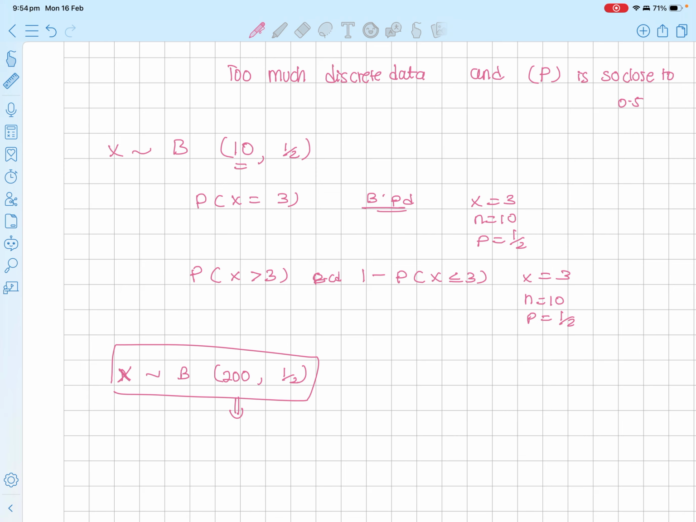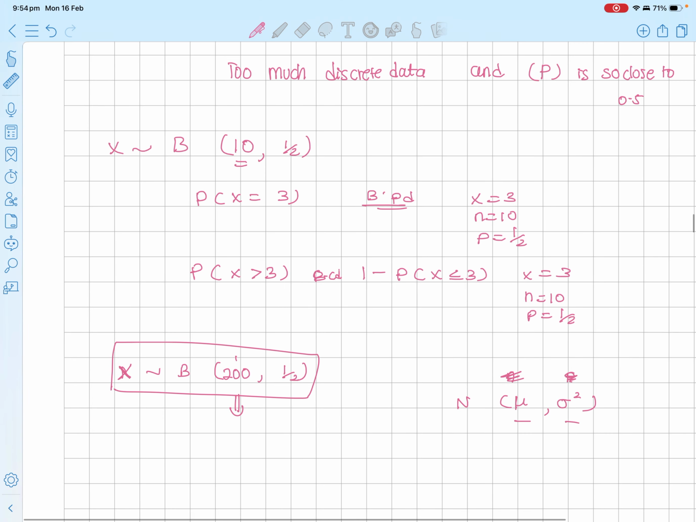normal distribution. So in a normal distribution, we don't have n number of trials. We are not trying a certain number of times. We are not trying with the probability. Instead, we are using the average and the standard deviation. When we do normal distribution, these are the notations that we use, unlike in binomial distribution, where it's n and p.